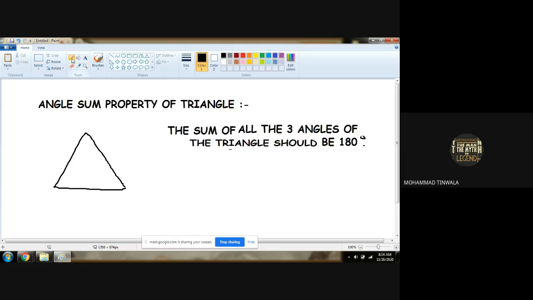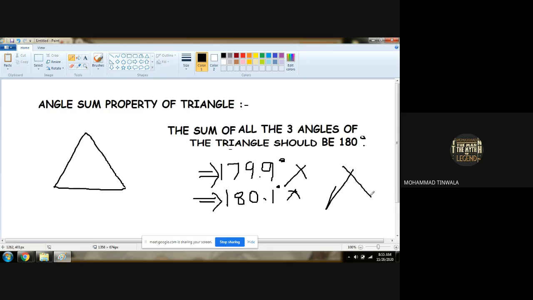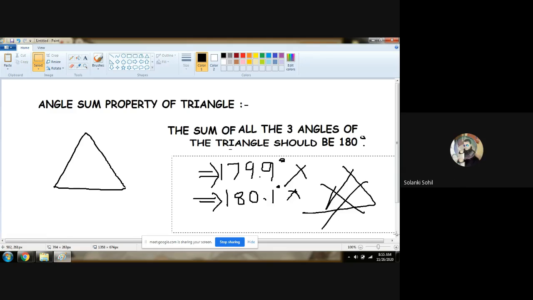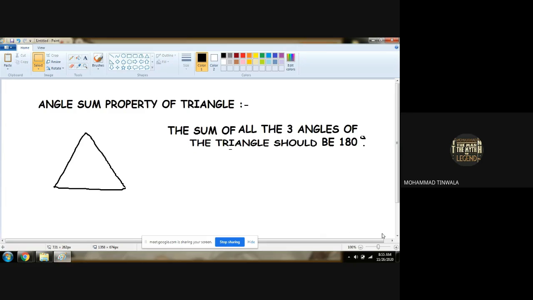In a 180 degree, how? 179.9 degree is also not valid, and 180.1 degree also is not valid. If the sum is either of these two, then the triangle is not possible. Understood? Triangle is not possible. It has to be compulsory 180 degree. Is that clear, girls? So this property you have to remember.